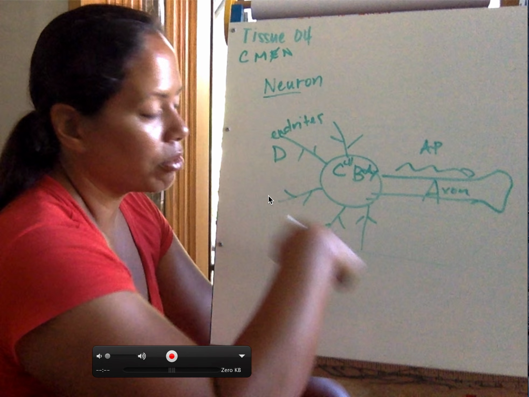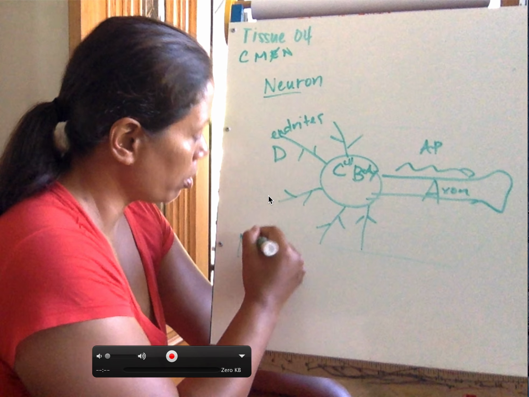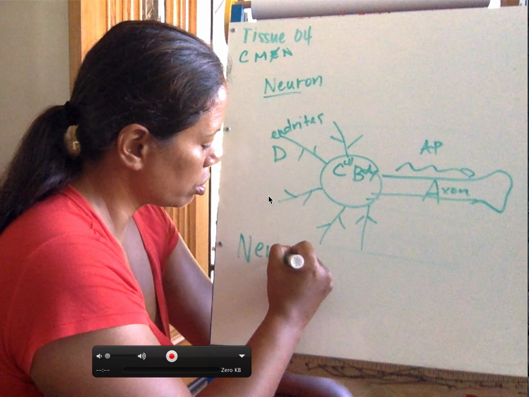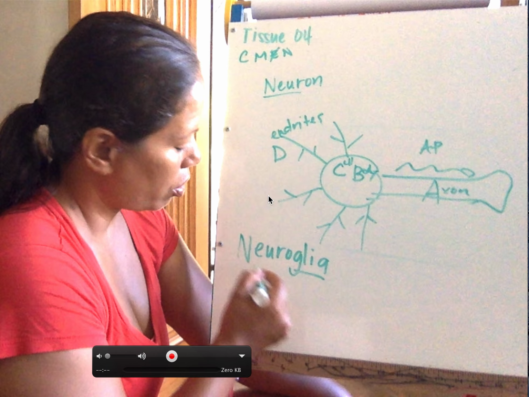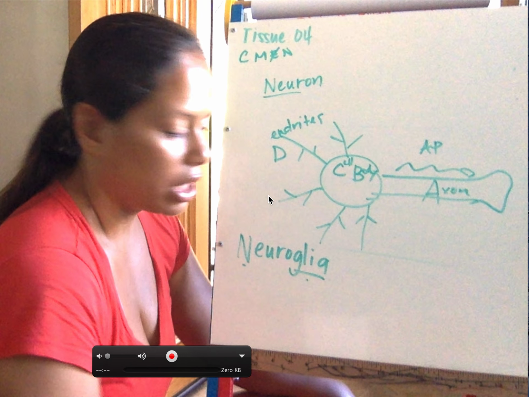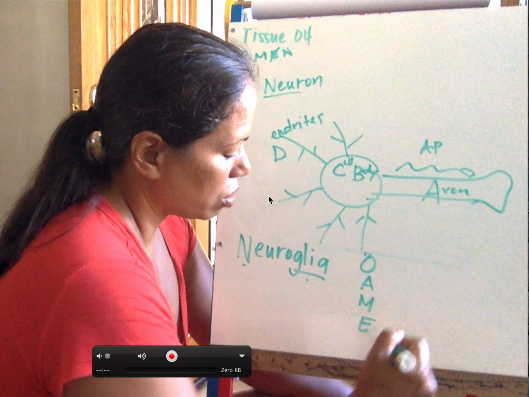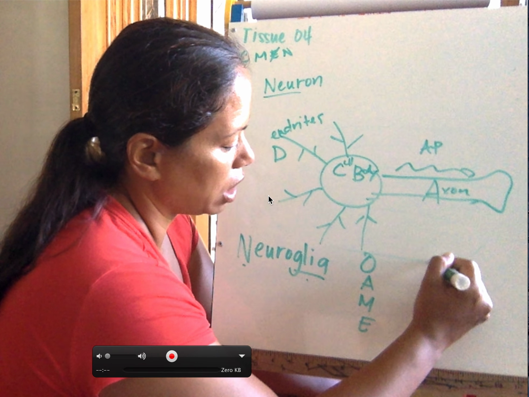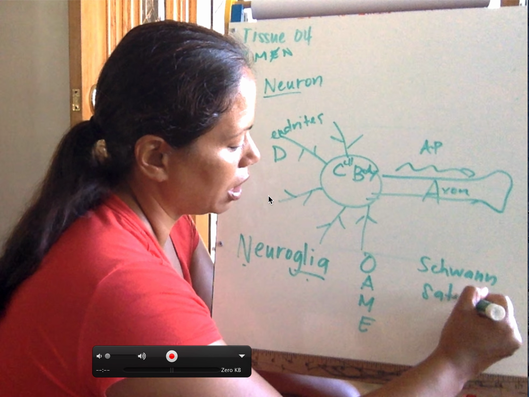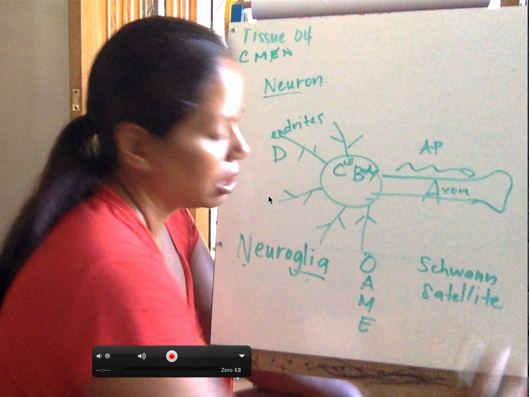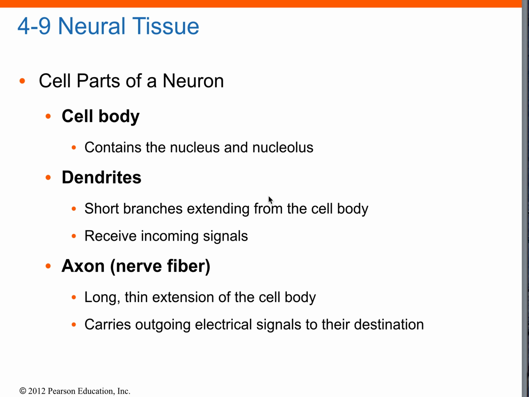The cells that help to glue this all together and help to support the neuron are called neuroglia. Glia looks like the word glue, so it is your nerve glue. There are several. We are not going to name them. Just remember oligodendrocytes, astrocytes, microglia, ependymal cells, and Schwann cells and satellite cells. Okay, so for now we're going to keep it as simple as possible. And let's move on.